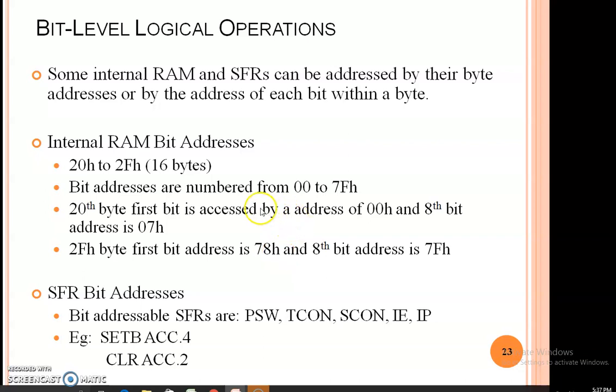So till now we have seen byte level logical operations. Those are ORing, ANDing, exclusive OR: ANL, ORL, XRL, complement A, clear A, and rotations: RLC, RL, RRC, RR. All rotations take only the accumulator, and SWAP A is nothing but swapping the accumulator data. So these are about byte level logical operations. Now we will see the bit level logical operations.